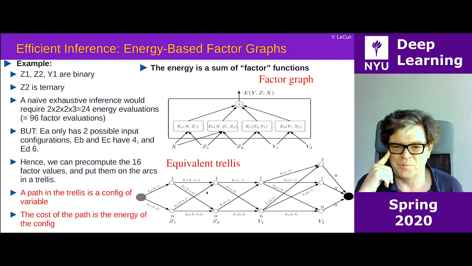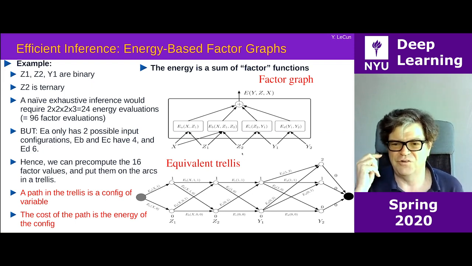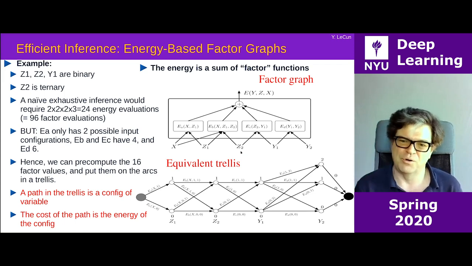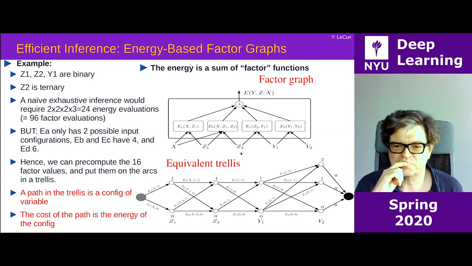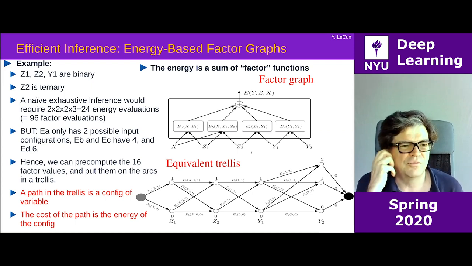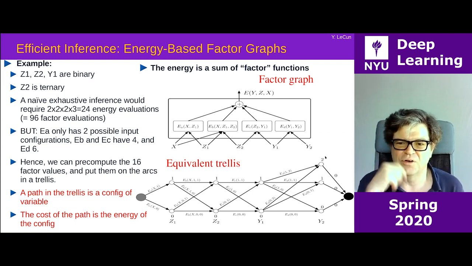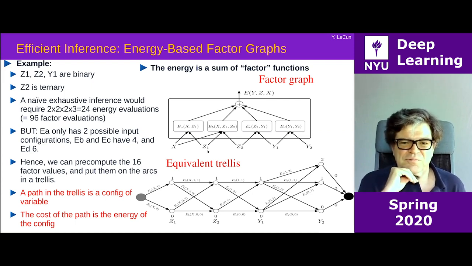And this is a small example where the sequence is short and the variables are binary. This grows exponentially with the length of the sequence and with the number of possible values of the z's. So if you have n possibilities for each of the variables and the length is L, it's n to the L. So exponential in the length.